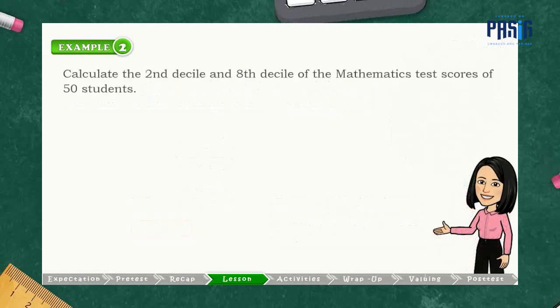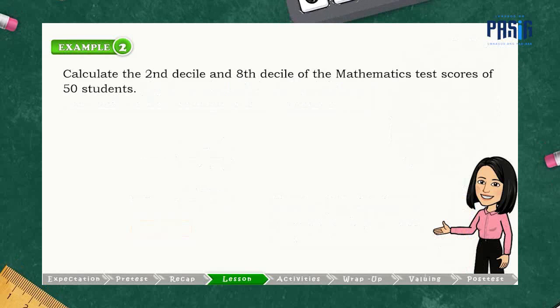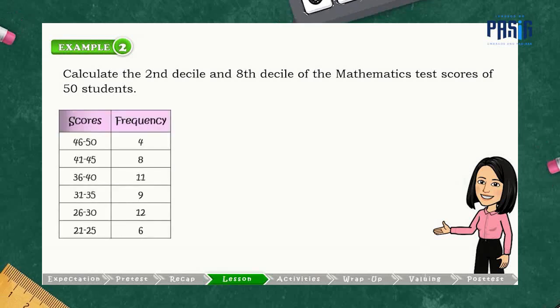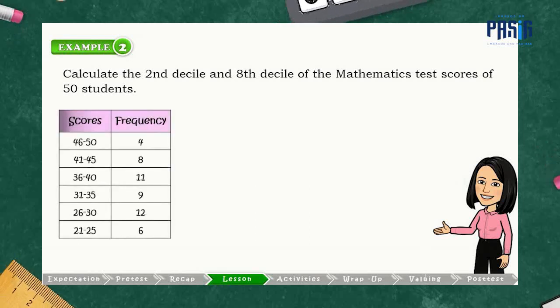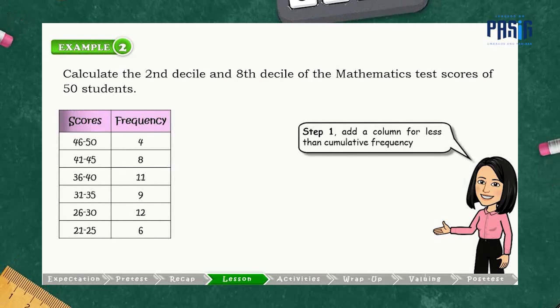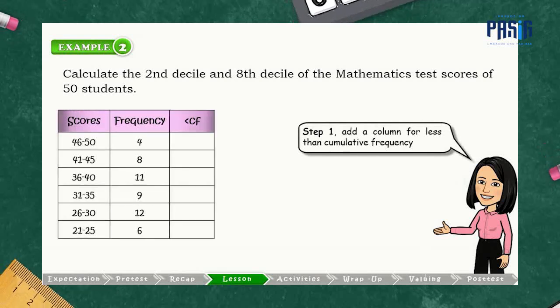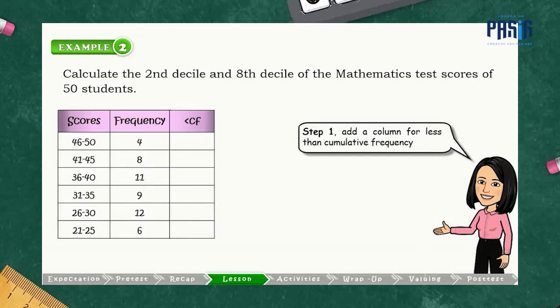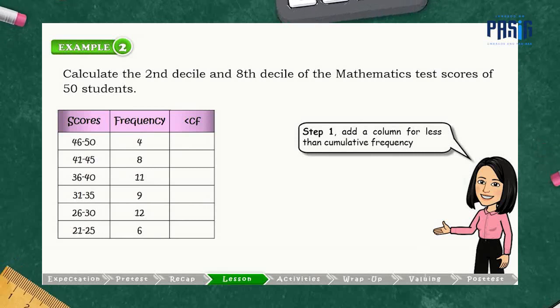Let's try another example. Calculate the second decile and eighth decile of the mathematics test scores of 50 students. Do you still remember what step 1 is? Yes. Add a column for less than cumulative frequency. Always remember that to calculate the less than cumulative frequency, we must add the frequencies from the nearest class interval to the greatest class interval.